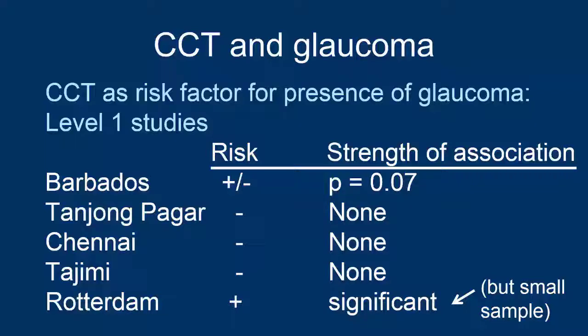And there is data to suggest that the population most at risk of primary open-angle glaucoma, i.e. African populations, have thin central corneas. So there may well still be evidence that it is a risk factor, but it's not entirely clear at the moment.